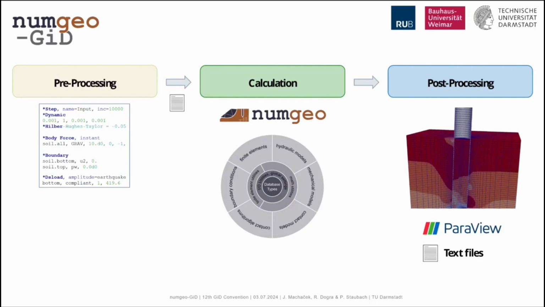This is done in Numgeo using a text file approach. This text file is then read by Numgeo and processed. The results of this calculation can then be seen using ParaView or in a standard text file.